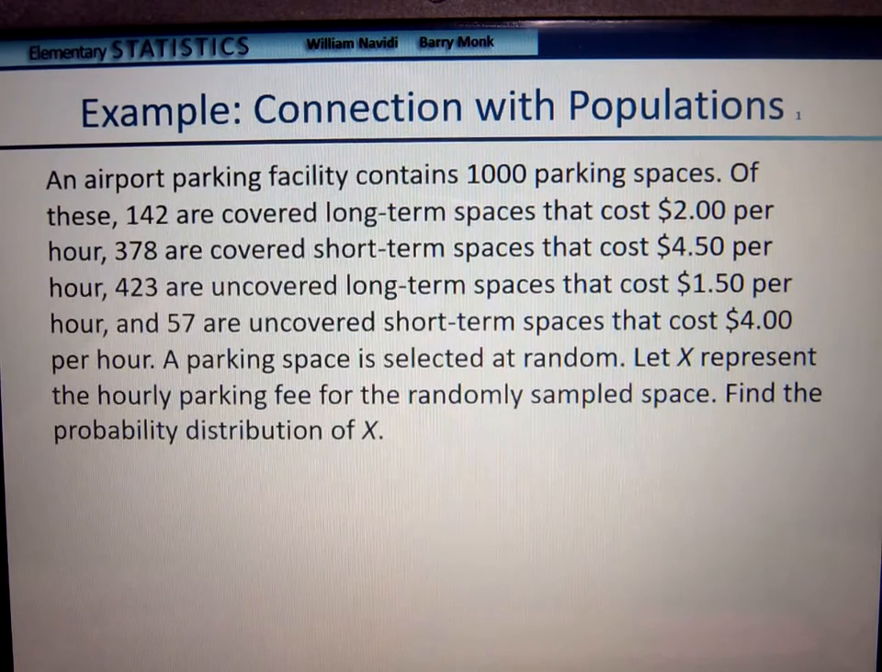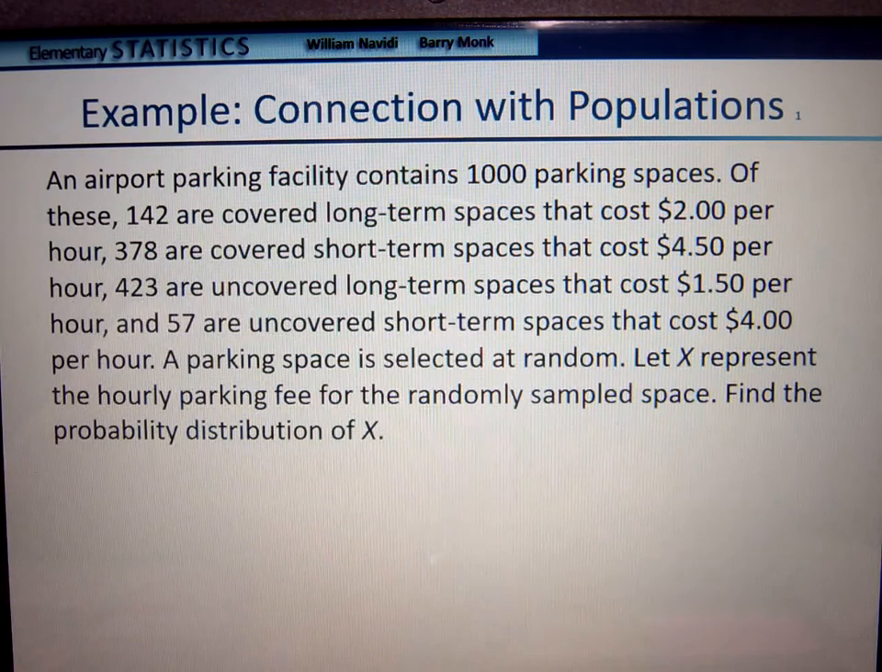So we have an example here. We have the airport parking facility that contains 1,000 parking spaces. Of these, 142 are covered long-term spaces that cost $2 an hour. 378 are short-term spaces that are covered that cost $4.50 an hour. 423 are uncovered long-term spaces that cost $1.50 an hour. 57 are uncovered short-term spaces that cost $4 an hour. Parking spaces are selected at random. Let big X represent the hourly parking fee for the random sample space. So find the probability distribution of X.